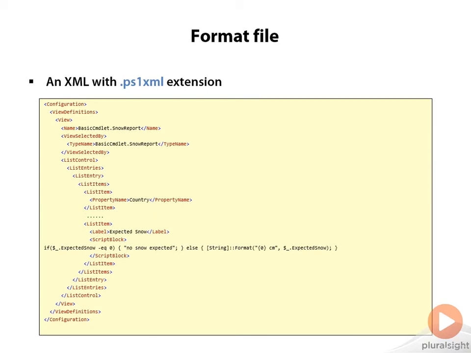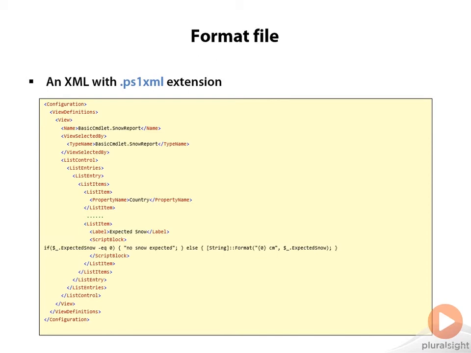A format file is an XML file with a PS1XML extension. Here you can see an example that shows the structure of the file. So in the view definitions element, we can define multiple views. Each view has a name and a list of types it should be applied to. Then there is a list control in this case. This is an example of the list view. For other view types, there will be other types of controls, as you will see in an example in a moment.